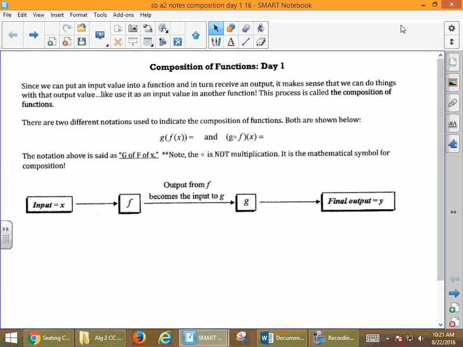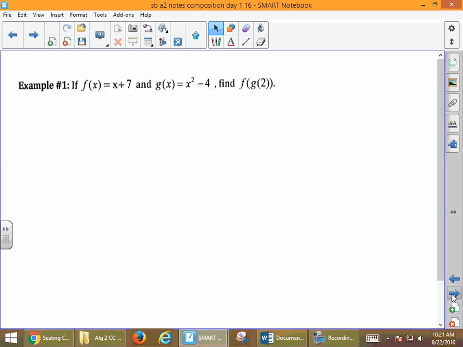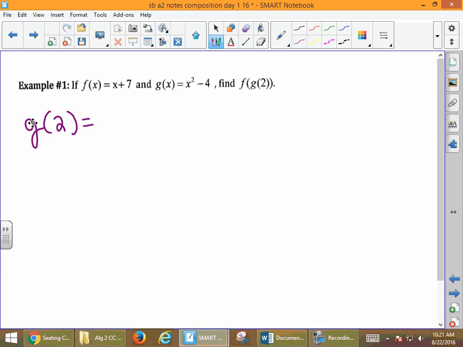Sometimes it's better seen with an example. So our first example is given f of x equals x plus 7 and g of x equals x squared minus 4. What we want to find is f of g of 2. We're going to start farthest to the right in this problem, which sometimes is read as inside out. We're going to figure out, what does g of 2 equal?